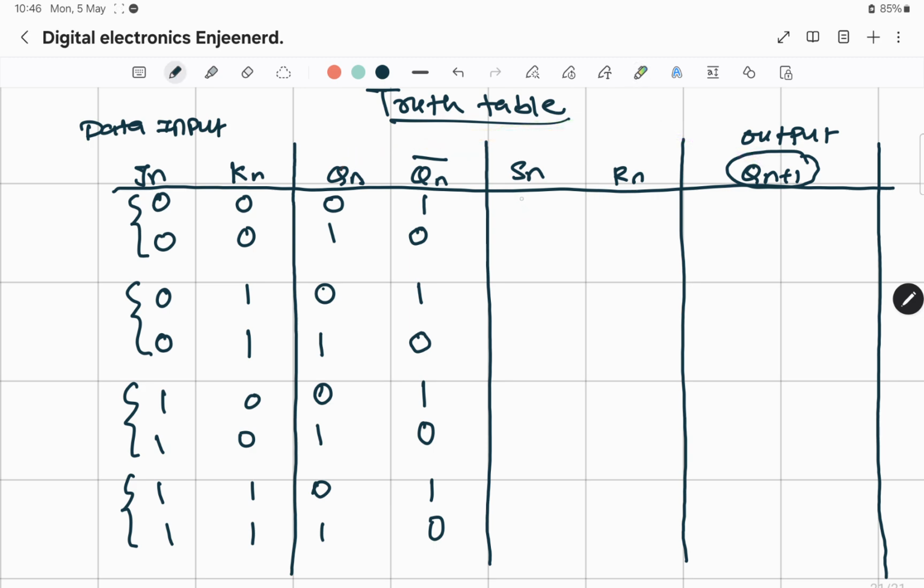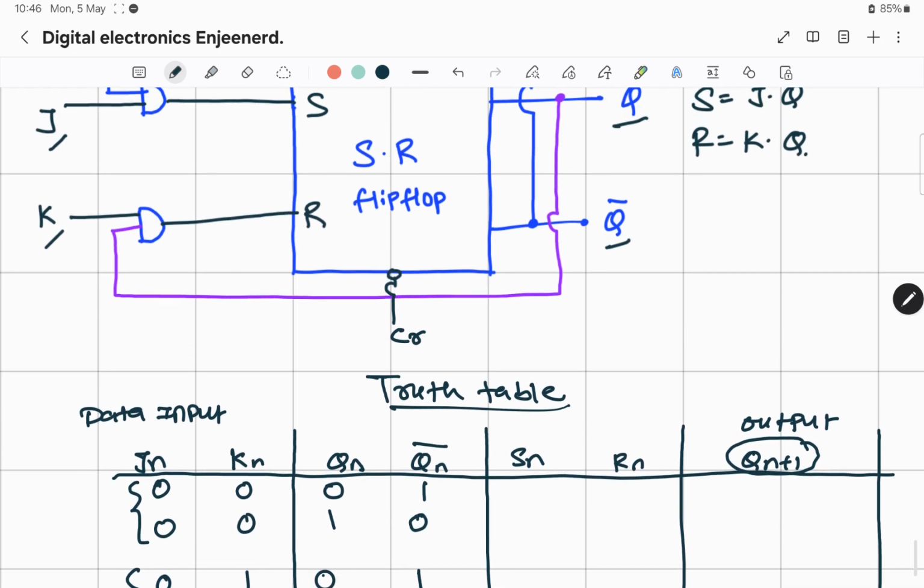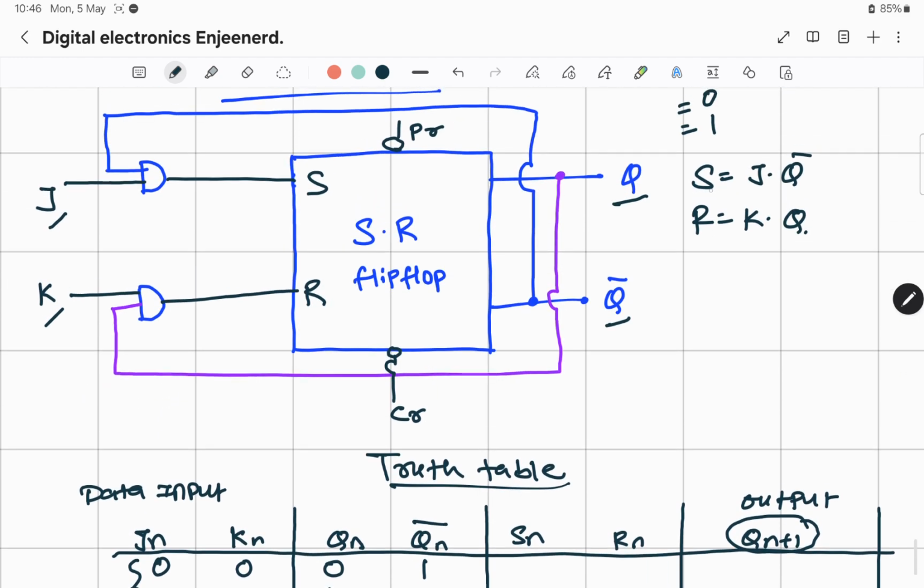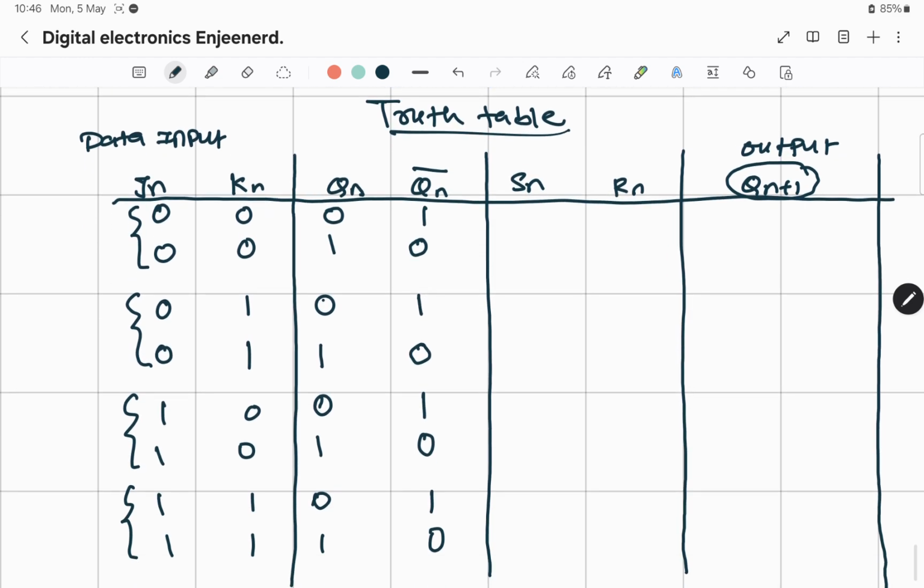Let us now find out S and R. How do I get S and R? I have the equation S equal to J into Q bar, R equal to K into Q. Both those values are available to me. All the 4 values are available. I just have to multiply and get the answer.